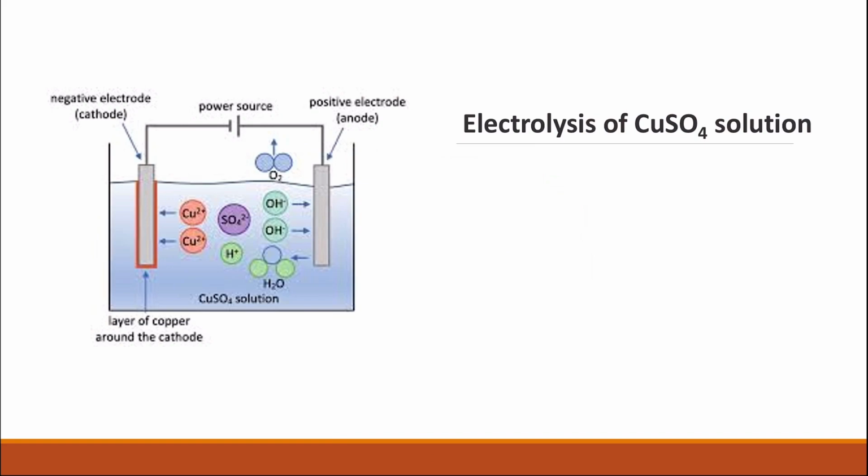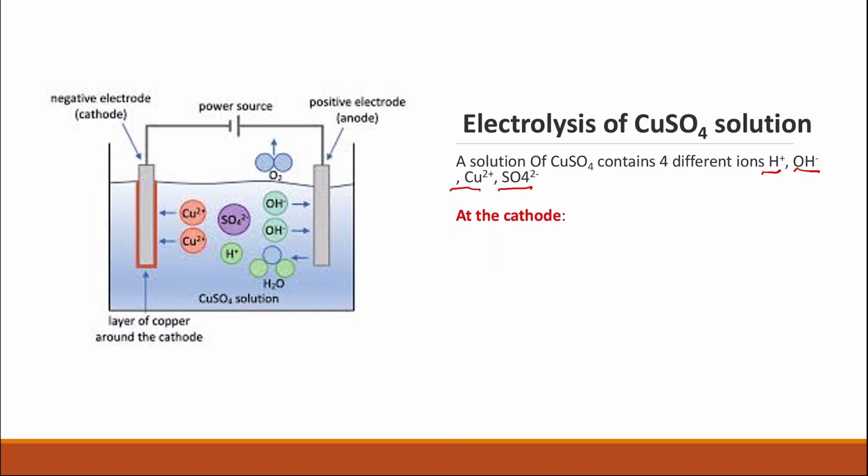So let's have some examples. So an example is the electrolysis of copper sulfate solution. Copper sulfate solution, we're going to have four different ions: hydrogen, hydroxide, copper 2 plus, and sulfate 2 minus. And then let's have a look at the cathode. What will happen at the cathode? We're going to have the hydrogen and the copper. Copper is less reactive than hydrogen. It's lower than hydrogen in the reactivity series.